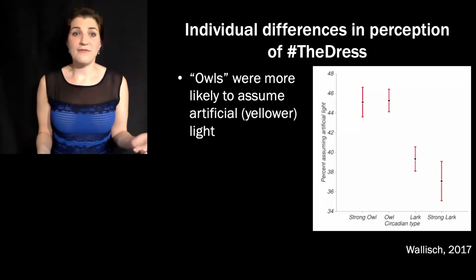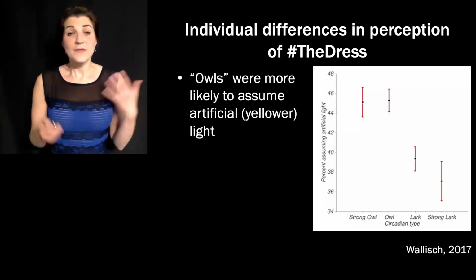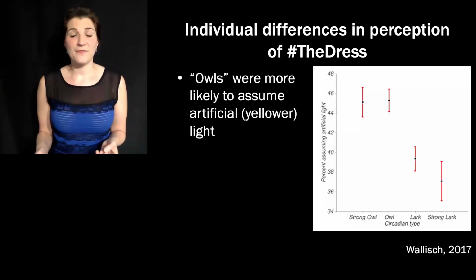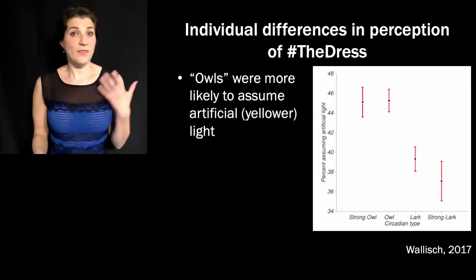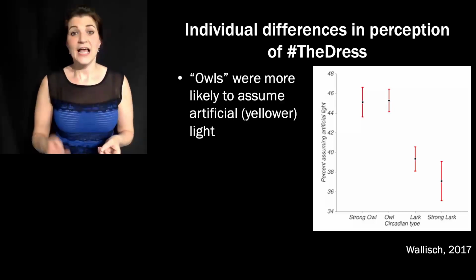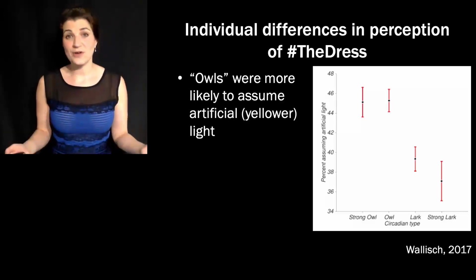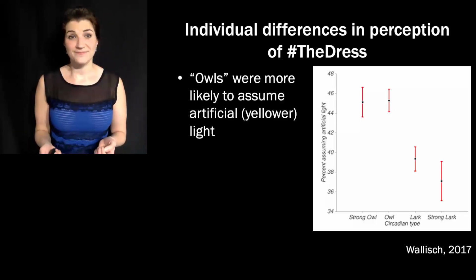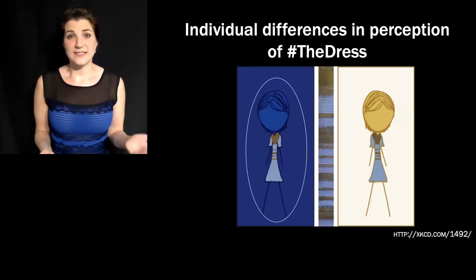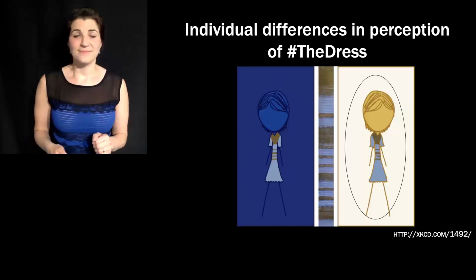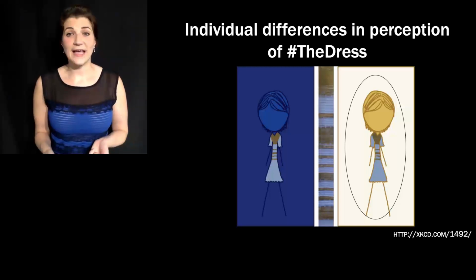The researchers also found evidence that owls, night people, are more likely than larks to assume artificial light. So these findings appear to be explained in part by the fact that owls are assuming different kinds of light than larks. Owls are assuming that the lighting is what they're the most used to, that is, yellowish light, and larks are assuming more bluish light. And so their perceptions about the color of the dress are driven by their assumptions about illumination. So the claim is that morning people see a low-quality image and assume this. Night people assume this.